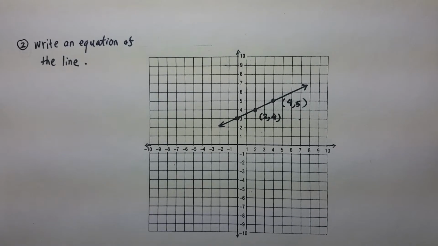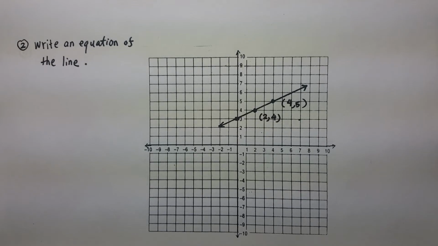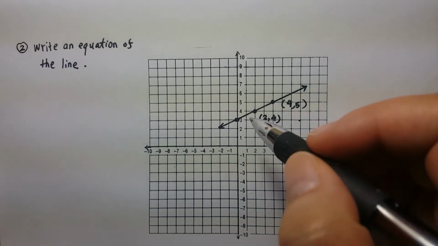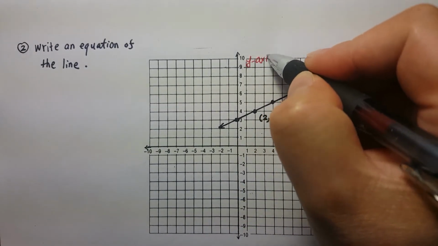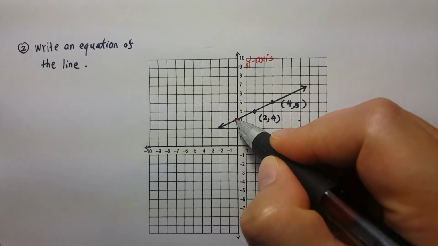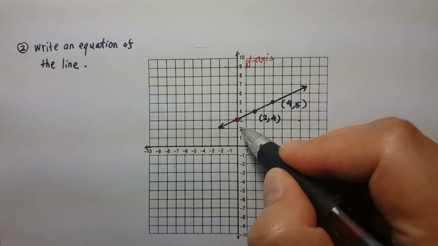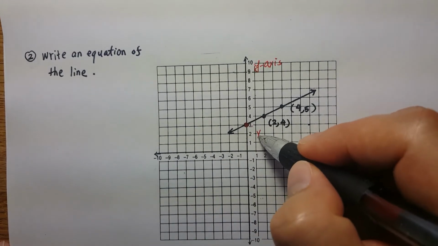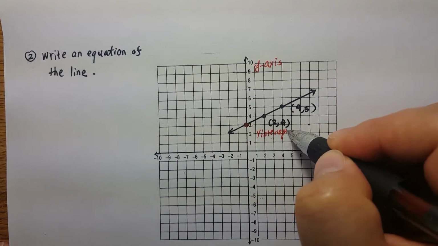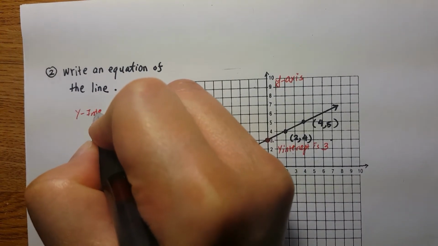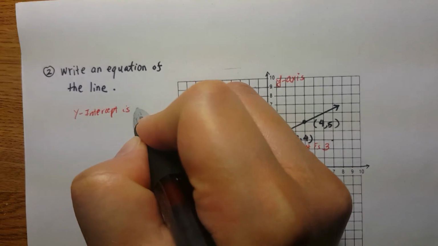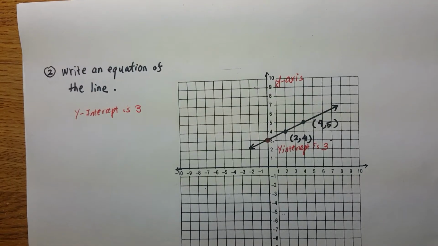Now let's take a look at question number 2. We have to write an equation of a line, so we have to find the slope m and the y-intercept. As we said before, it's easier to find the y-intercept first. This is the straight line, and we found that the line crosses the y-axis at 3. 1, 2, 3. So the y-intercept is 3.